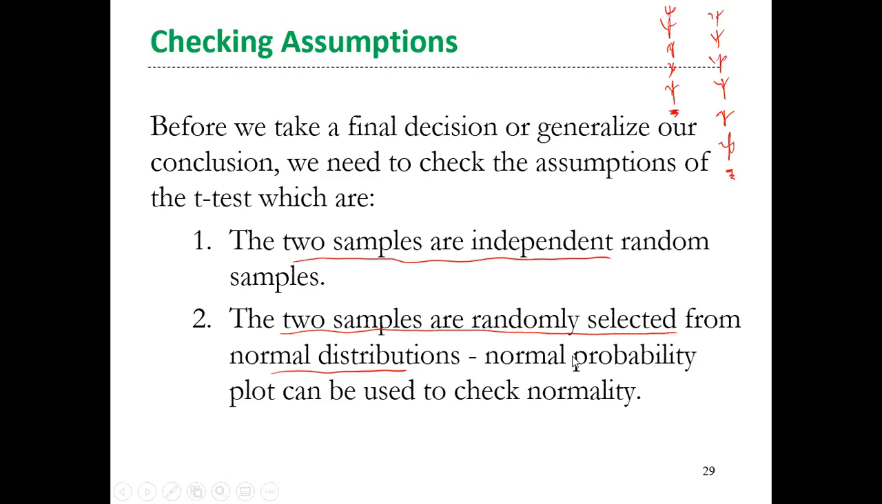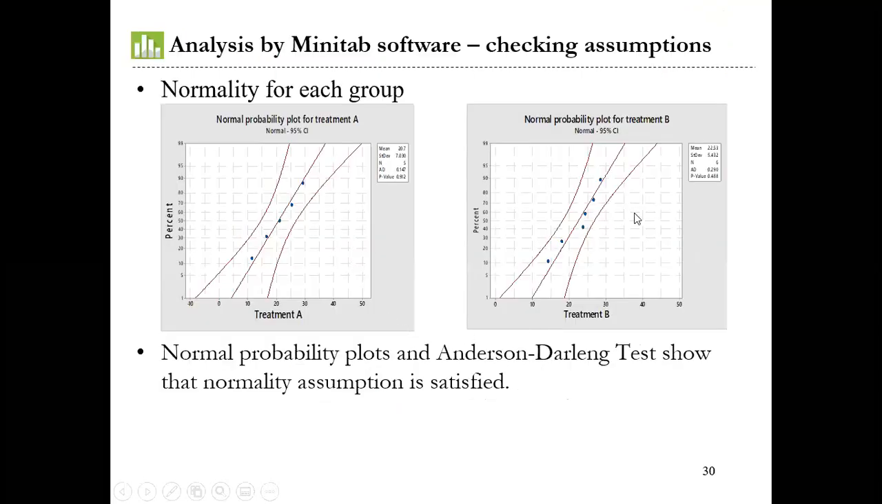So how do I check normality? There are many ways to check normality. One of them is the normal probability plot. This is the normal probability plot for the first group from Minitab, and the normal probability plot for the second group from Minitab. If you see the dots making a straight line, normality is satisfied, within the confidence interval, within this lower limit and upper limit. So I see these dots within the limits.